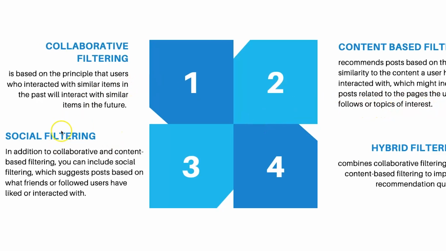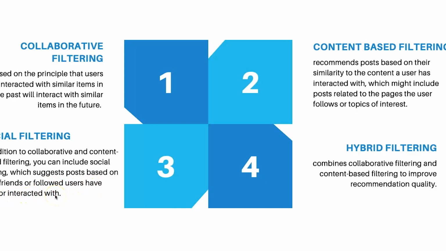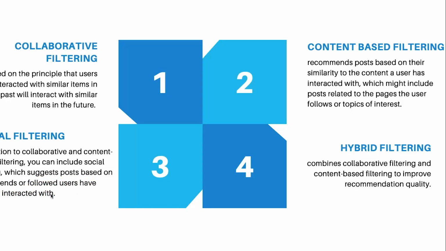And we also have social filtering. In addition to collaborative and content-based filtering, you can include social filtering, which suggests posts based on what friends or followed users have liked or interacted with. Overall, we can now have hybrid filtering, which combines collaborative filtering and content-based filtering to improve recommendation quality.